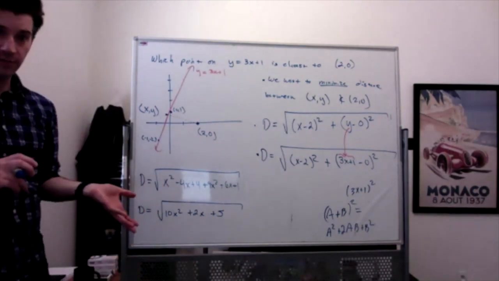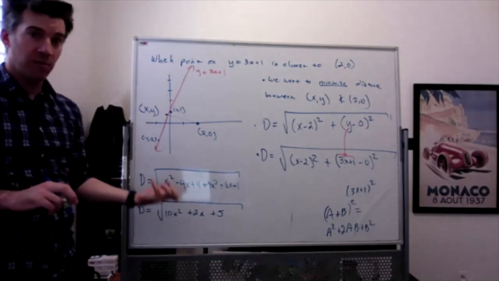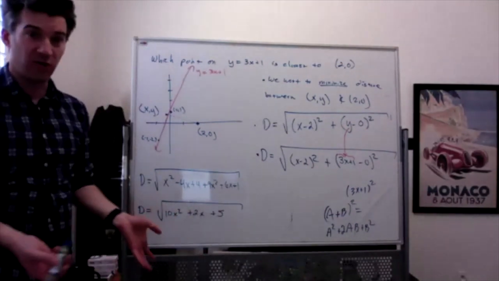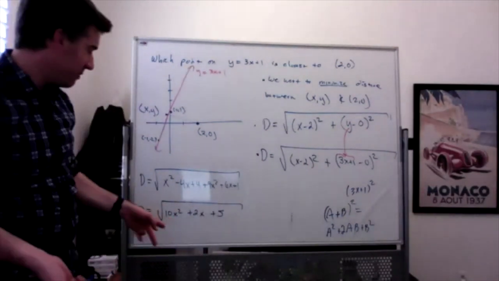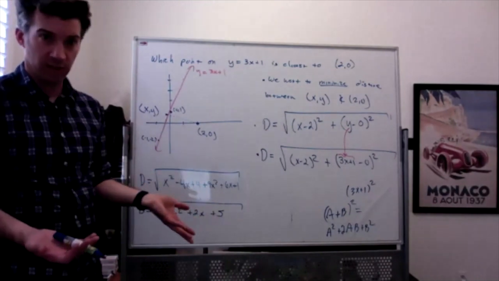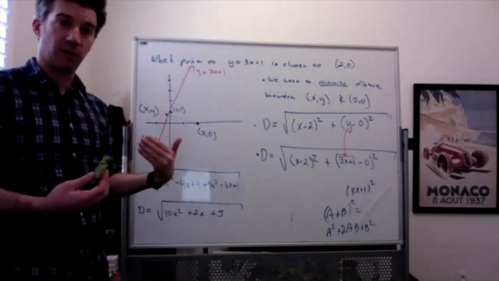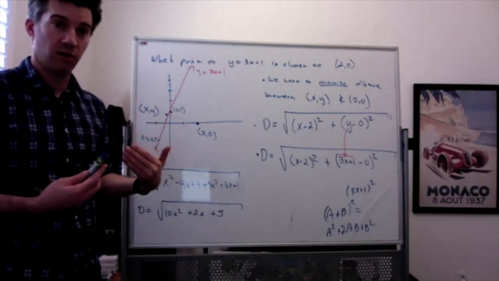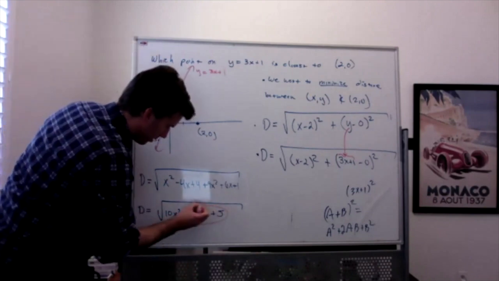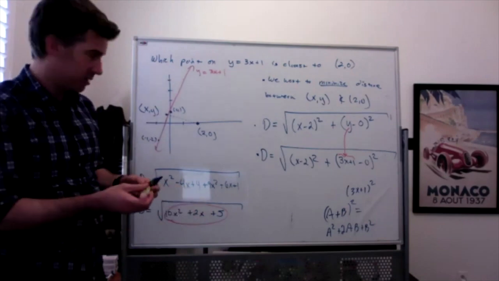So here's the thing. I want to figure out what makes this the smallest. But if you notice, the inside here is still a quadratic thing. So if I make the insides of this square root as small as possible, that'll make the square root as small as possible, right? It's because the square root is a function that gets bigger as the input is bigger and smaller as the input is smaller. So if I make just this part as small as possible, that will minimize the distance.